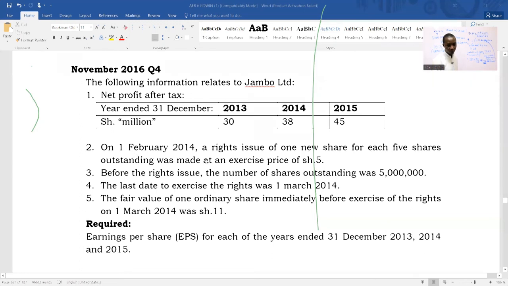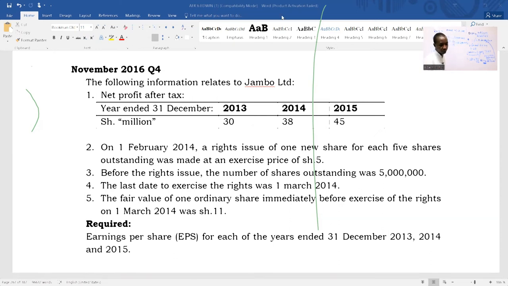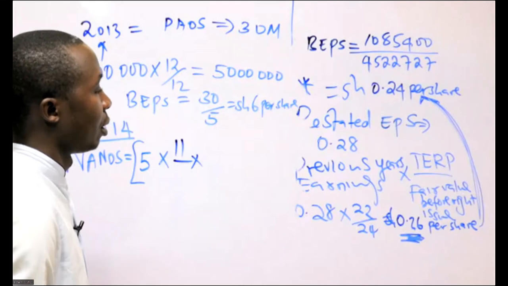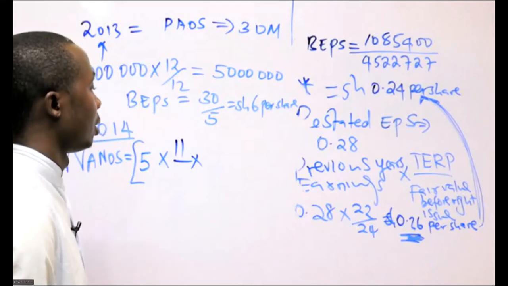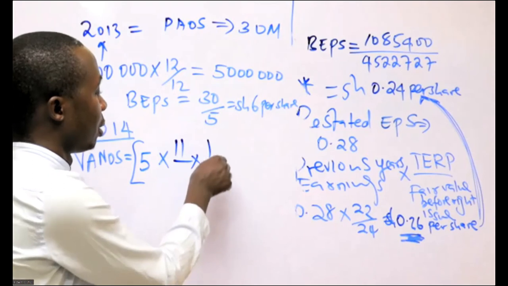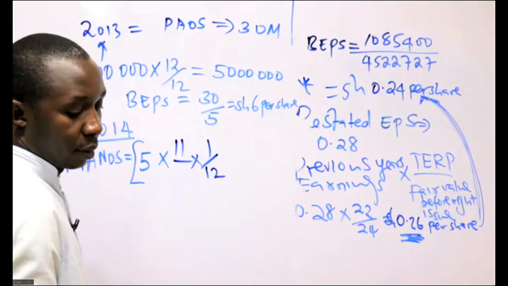So on 1st February 2014, a rights issue of 1 new share for each 5 shares outstanding was made at an exercise price of 5. So the price at which they were to buy the shares through the rights issue is 5, but the fair value according to note 5 is 11. The proportion is 1 for 5, according to note 2. So the fair value is 11, times the period before the rights issue. The rights issue took place on February 1st, so the period before the rights issue is just January, which is 1 over 12.